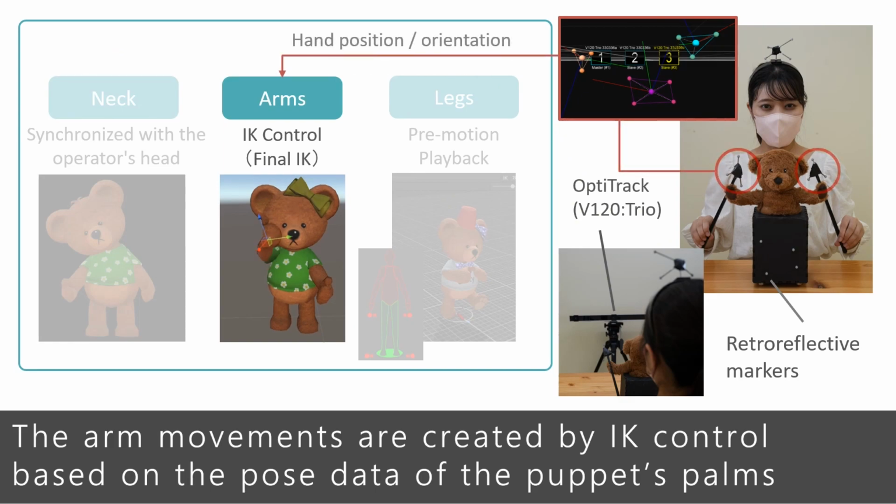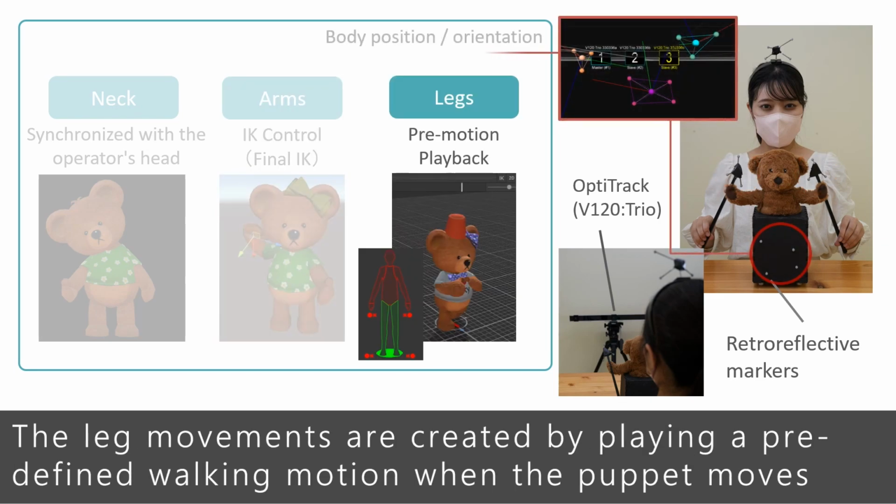The arm movements are created by IK control based on the pose data of the puppet's palms. The leg movements are created by playing a predefined walking motion when the puppet moves.